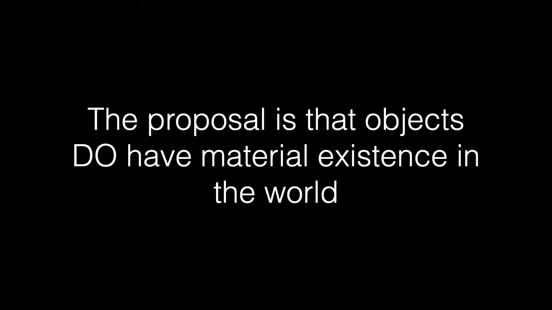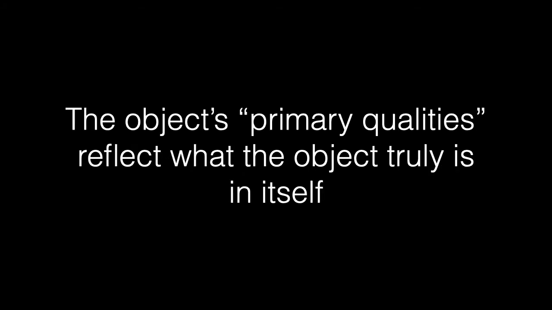Locke is a realist about the objects of the world. He does think that objects have material existence, and we can know about them, albeit indirectly. We can know this because of the primary qualities. The object's primary qualities, which are extension, shape, quantity, and motion, host what the object truly is in itself. And though we can't access that directly, we nonetheless can gain some kind of access to the true nature of objects through the ideas that they evoke in us.